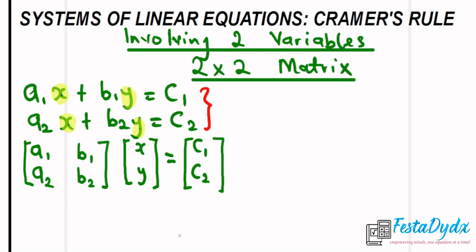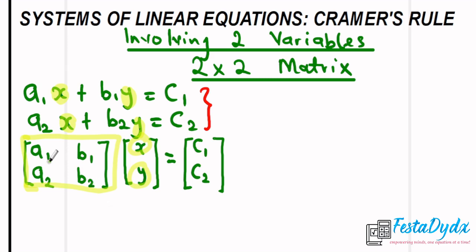After we've expressed the equation this way, the first thing we have to do is look for the determinant of this part. Because this is a 2 by 2 matrix, after we get the determinant of this place, we now have to look for the determinant of the coefficient of x separately and also the determinant of the coefficient of y separately. So let us work with this one by one.